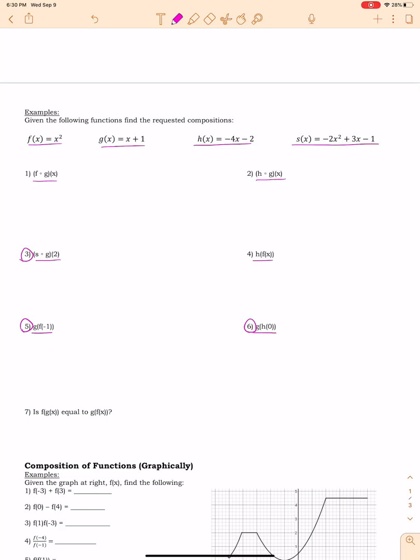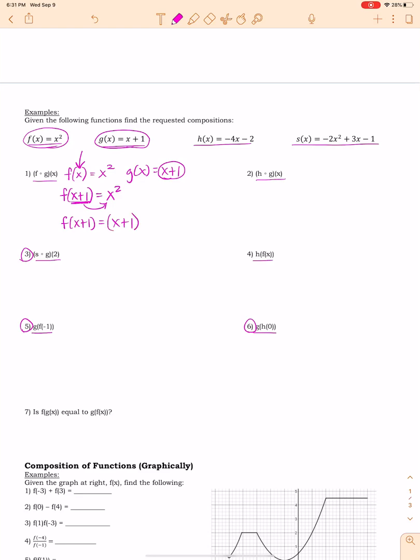Okay, so let's look at number 1. I've got f of g of x. Here's how I'm going to write that. I've got f of x first. F of x is equal to x squared. G of x is x plus 1. So if I have g of x as x plus 1, that means I'm going to replace this x with the function g of x, the whole thing. So f of x plus 1 equals x squared. Now, all of this gets substituted in for x. So f of x plus 1 is x plus 1, and you guessed it, squared.